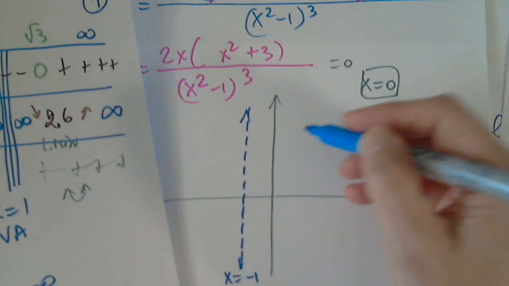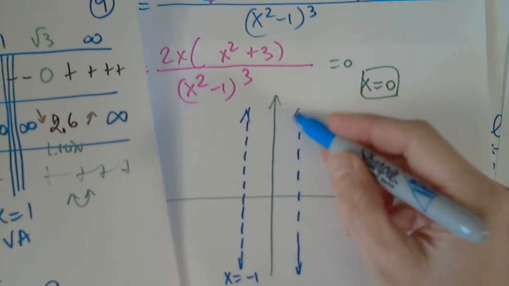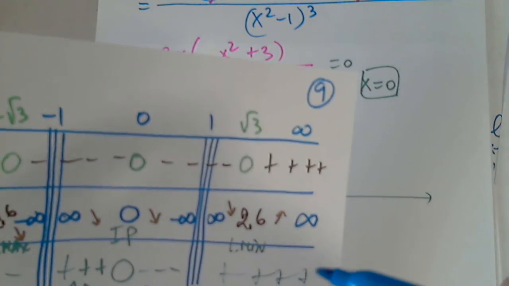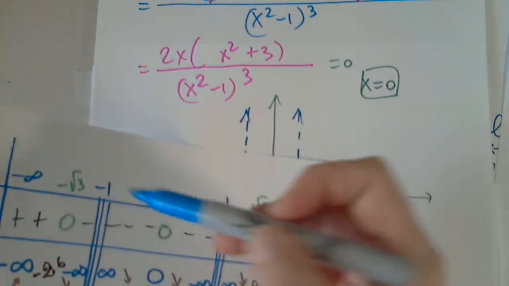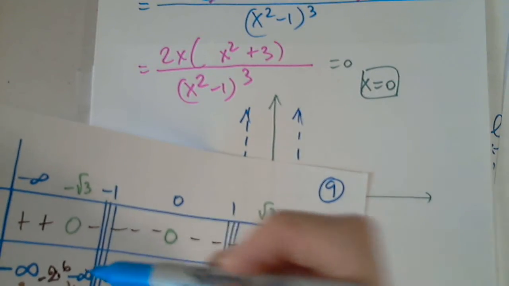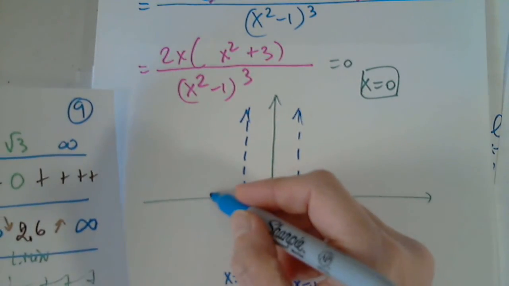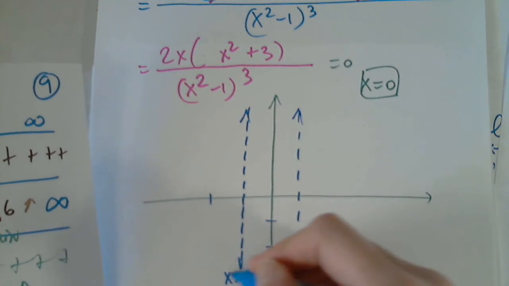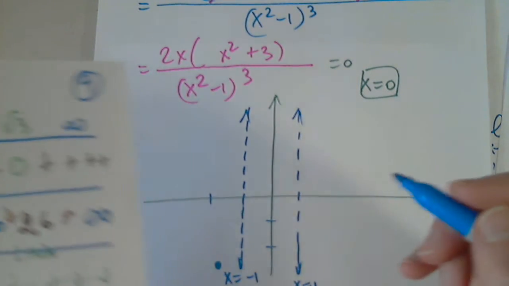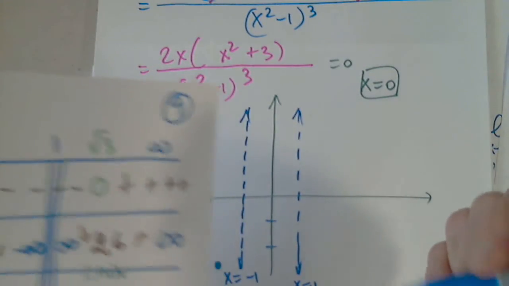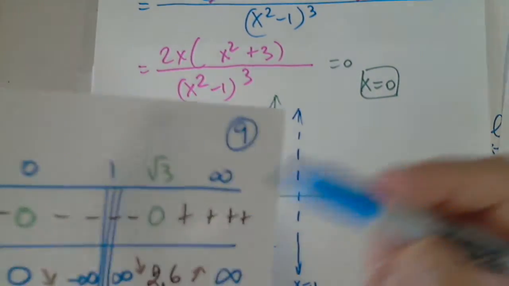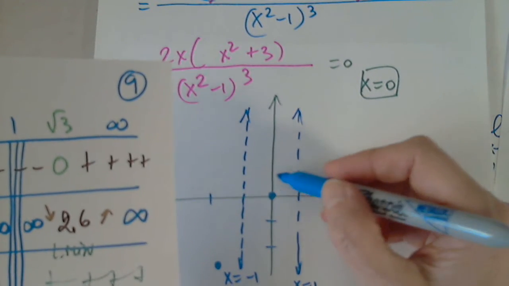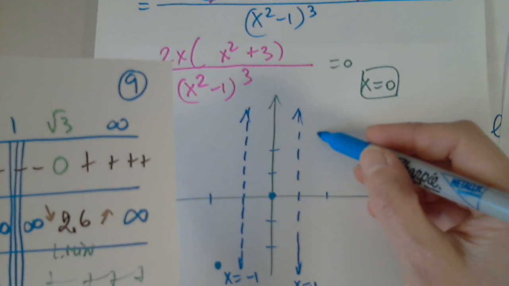Okay, so this is x equals negative 1. This is x equals 1, the vertical asymptotes. I will plot negative the square root of 3 comma negative 2.6. So negative 2, negative 2.6. So it's somewhere here. And on the other side, because the function, so this is the origin. And on the other side, I have 1, 2.6.